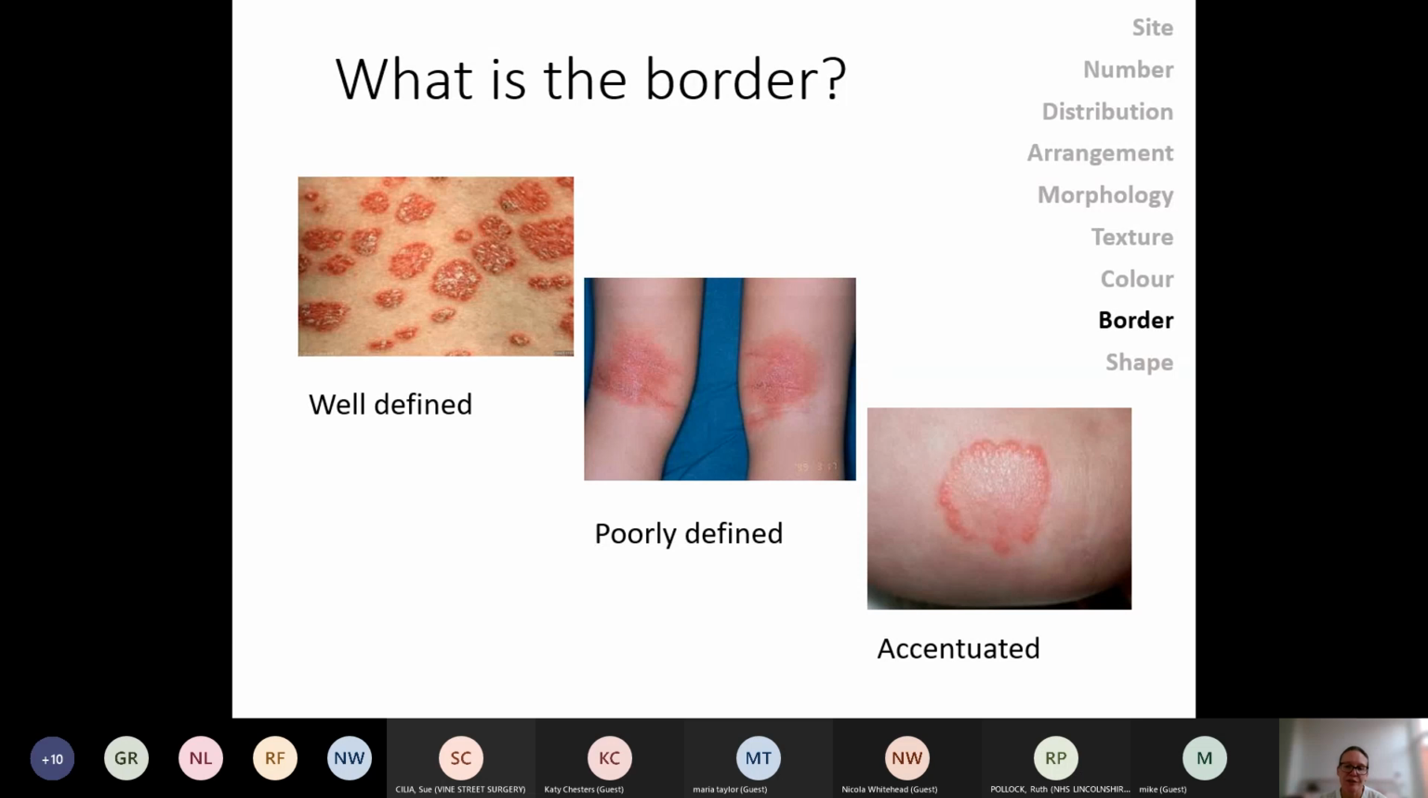Accentuated means when you look at this rash here, the bit that's really most prominent and really obvious is round the edge. And so accentuated means the border of it is more involved than what's going on in the centre.